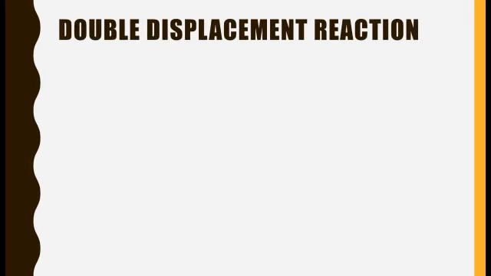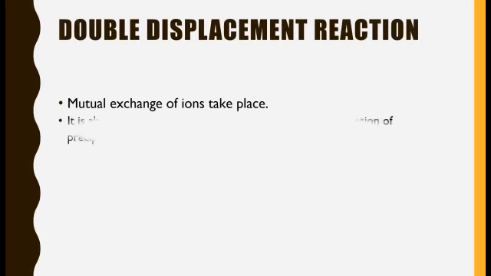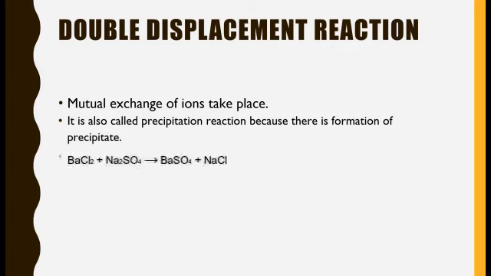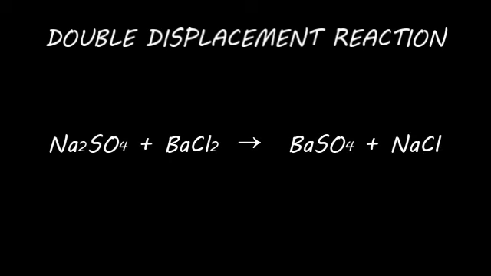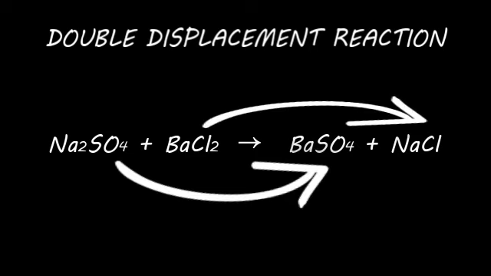Double displacement reaction. Here mutual exchange of ions takes place. And an example here is when sodium sulfate reacts with barium chloride, then we get barium sulfate plus sodium chloride. And here you can see that the ions have been exchanged.